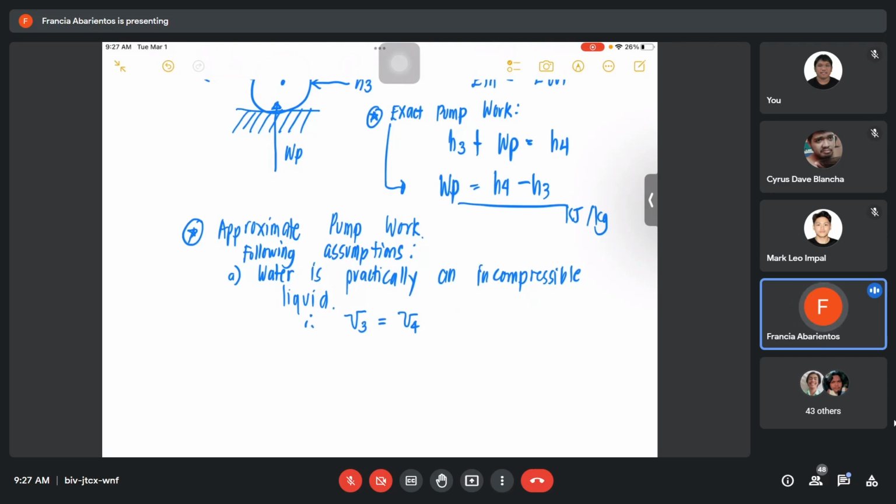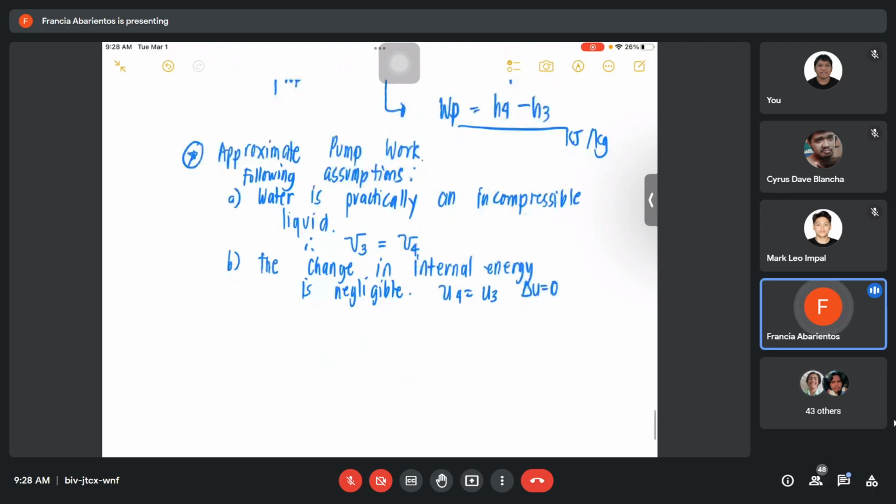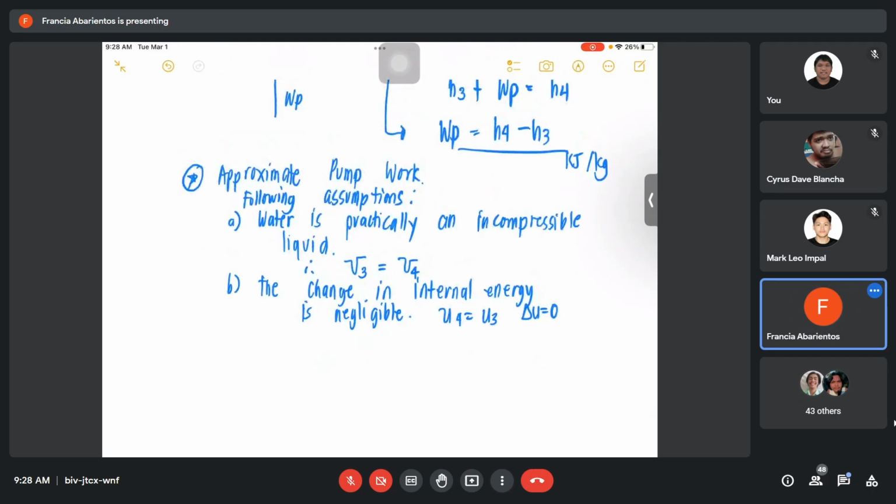And we have also this assumption that the change in internal energy is negligible. Yan. So, ibig sabihin yung internal energy natin at point 4 is just equal to point 3. Kasi magiging 0 yun. Negligible. So, ano yung gagawin natin in solving this problem?